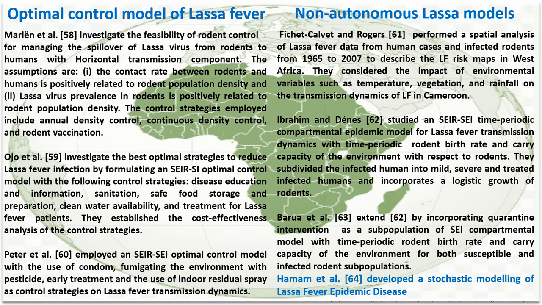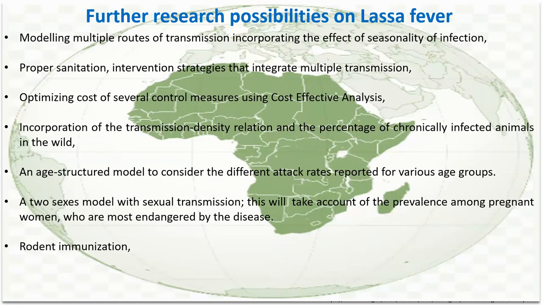Now, apart from this, there is also a model that developed stochastic modeling of Lassa fever virus, which is also considered by Hammer, reference 64. Now, these are a few models of Lassa fever. There are a lot of them going on. Actually, my postdoc is all about Lassa fever modeling, because I'm working on Lassa fever models as my postdoc research. Now, there are possibilities of different research to do in Lassa fever.